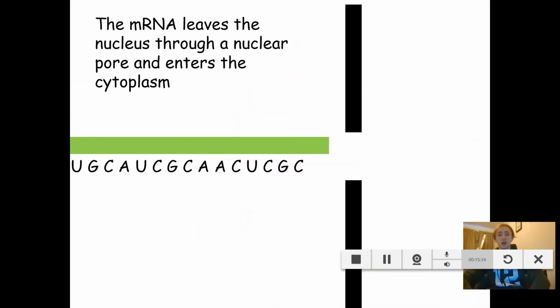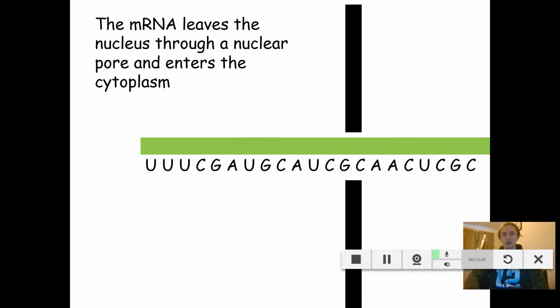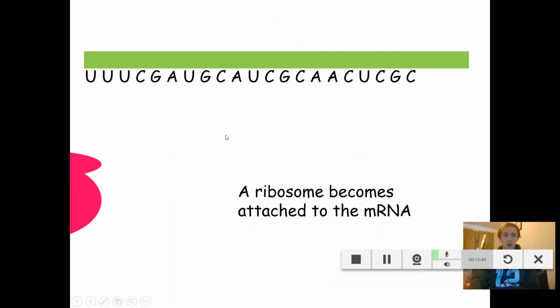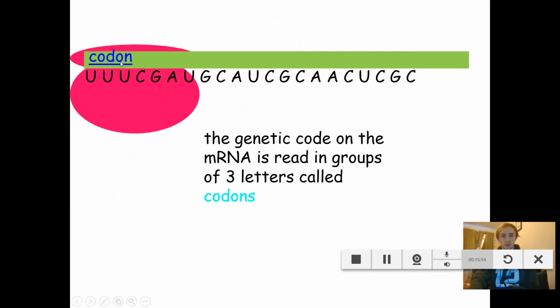Right. So first things first, the mRNA leaves the nucleus through the nuclear pore. Whether this is part of translation is questionable, but I wanted to link it back into transcription again. Then translation proper occurs. So you have loads of codons on here. Every 3 bases is a codon.